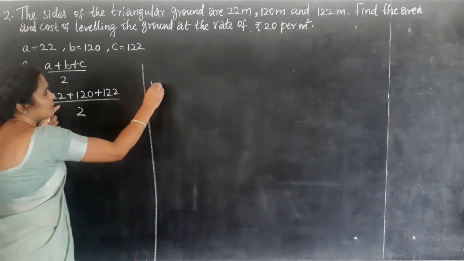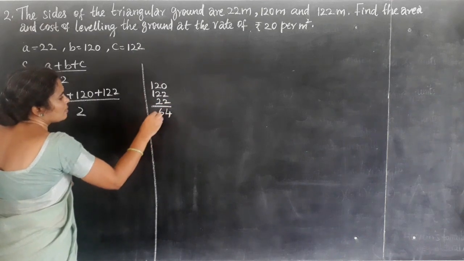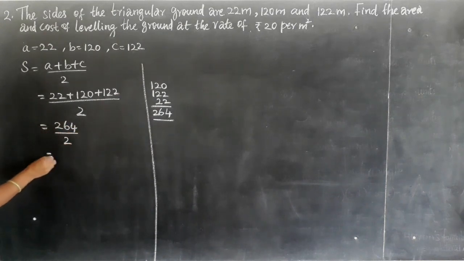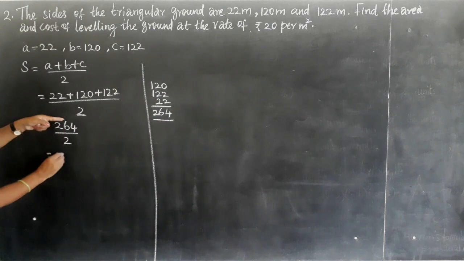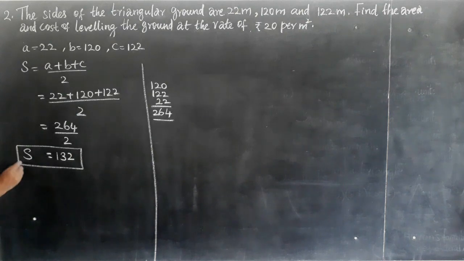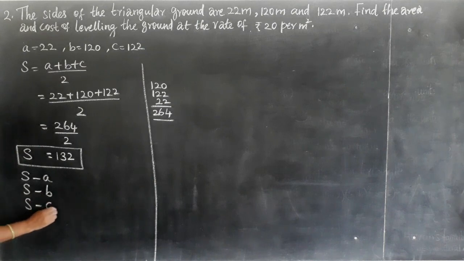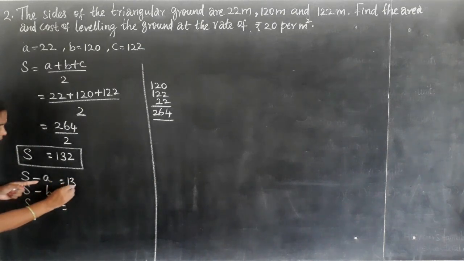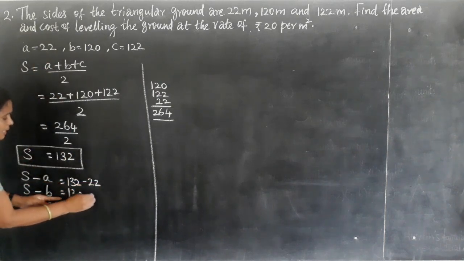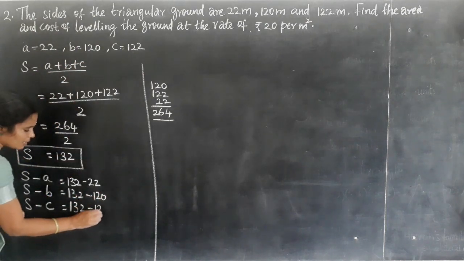Now 120, 122 and 22 add up to 264, divided by 2. So S is equal to 132. Now find S minus A, S minus B, S minus C: 132 minus 22, 132 minus 120 and 132 minus 122.